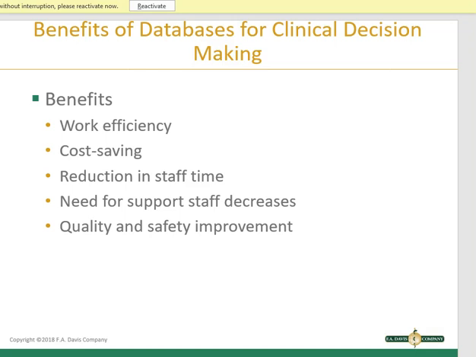All right, let's talk a little bit about databases. Databases can be used for clinical decision making. An example of this would be health preventative care reminders, computerized alerts, clinical guidelines, and health information databases. One of the benefits of these databases is that they can help standardize care.